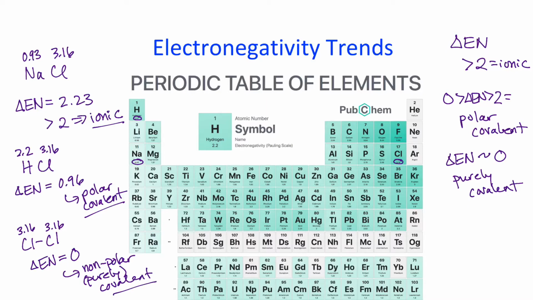Hopefully this helps you to feel comfortable with determining whether the bond you're interested in is polar covalent, non-polar covalent, or ionic. Down the road, being able to make these predictions is going to be really important in helping you to predict the expected behavior of your compound.